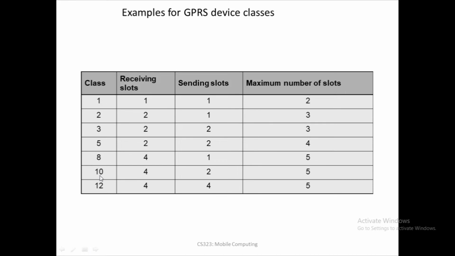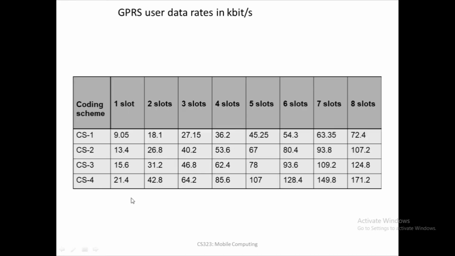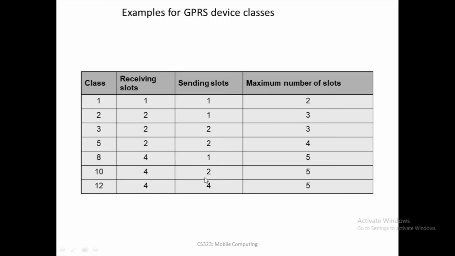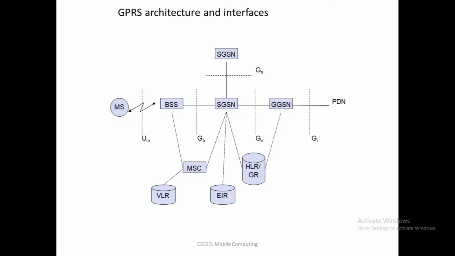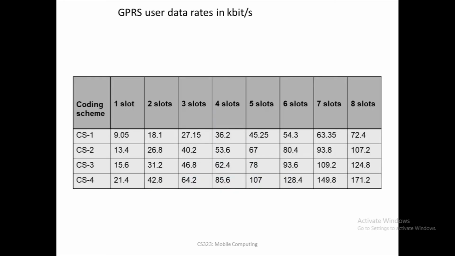Today the typical mobile station is of class 10, right? So a class 10 device using CS2 results in a receiving rate of 53.6 kilobit per second and a sending rate of 26.8 kilobit per second, right? So this is about the GPRS device classes and GPRS user data rates in kilobit per second, right?